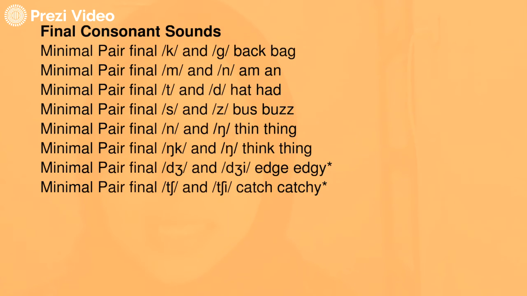Minimal pair final s and z, for example, is bus and buzz. Minimal pair final n and ng, for example, is tin and thing. Minimal pair final ng and n, for example, is thing and thing. Minimal pair final j and g, for example, is h and ag. Minimal pair final ch and g, for example, is catch and catchy.